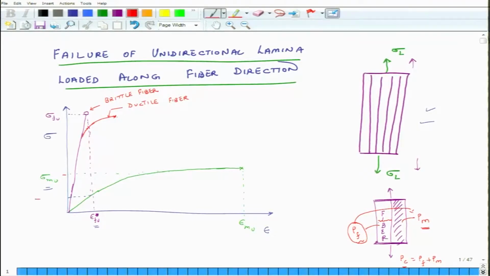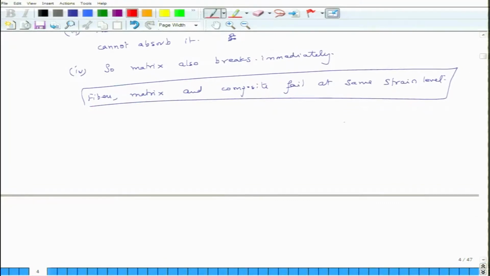So, at this strain level epsilon Fu, the stress in the matrix is what? This stress is sigma m at epsilon Fu level, right. So, it corresponds to this point on the green curve. So, at the strain level of epsilon Fu, what is the stress in the fiber? In the fiber the stress is sigma Fu, and in the matrix the stress is sigma m at this strain level, which is epsilon Fu. Understood?